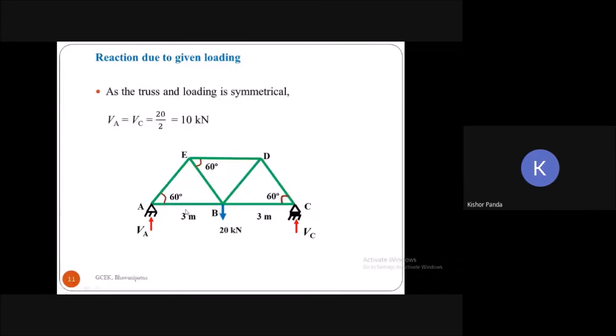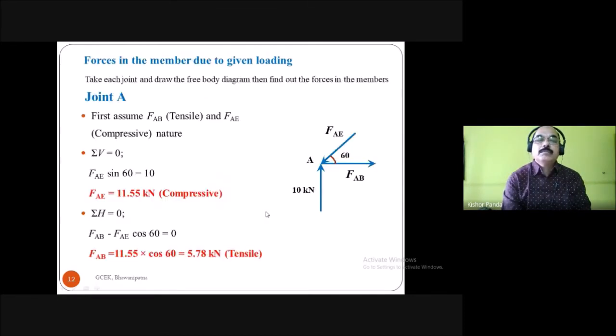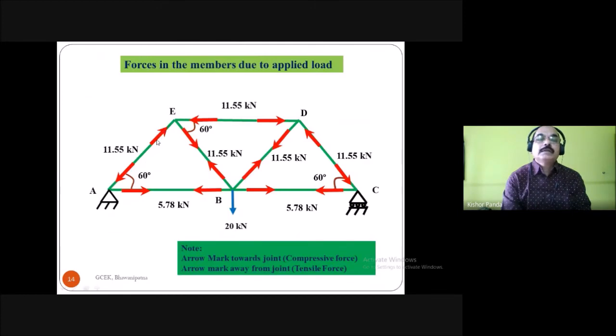And what is the force in the member AB? So in BC member also the value is same. And what you got for the member EB, for BD is also the force is same. Symmetrical geometry of the truss and symmetrical loading. So the force in the other member is also the same. Give the arrow mark of the forces in the members of the complete truss. So force in the member due to applied load.